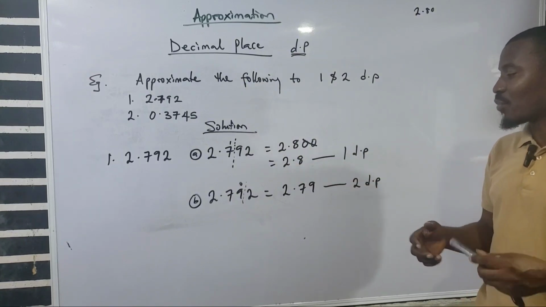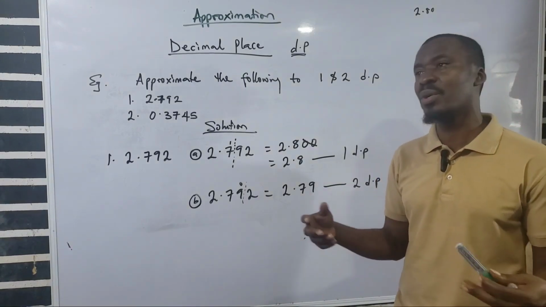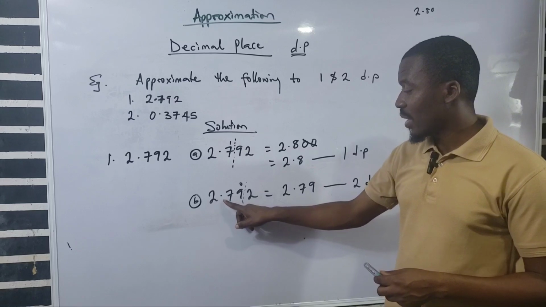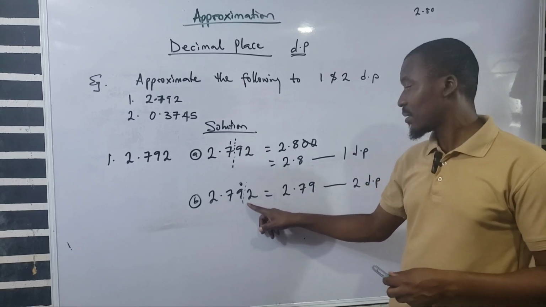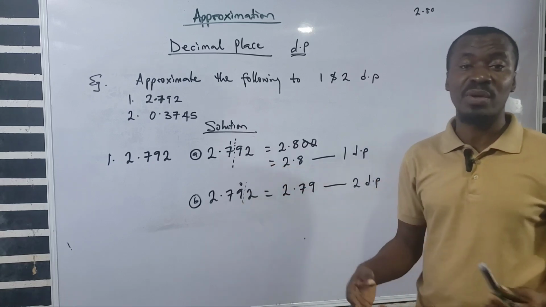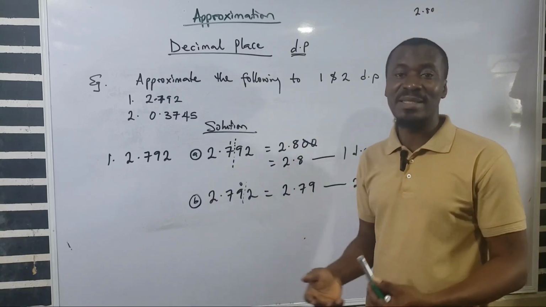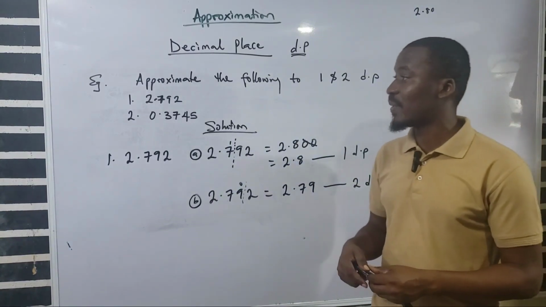That's why most times they will hardly give you such complicated questions, because what is the need? Giving me 2.7796, let's say, and asking me to approximate it in 1 dp and 2 dp when both of them will give me exactly the same value. So that's how to do your decimal places.